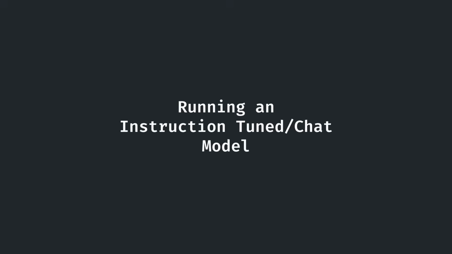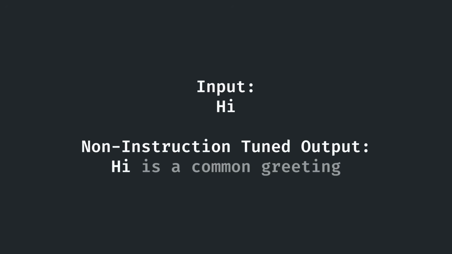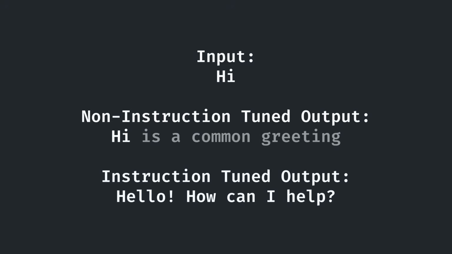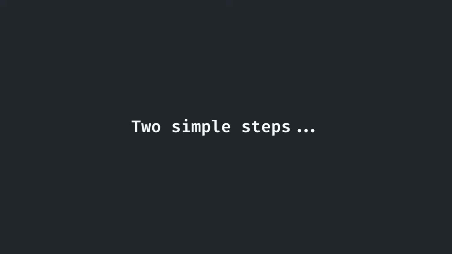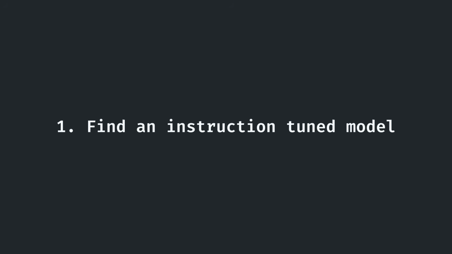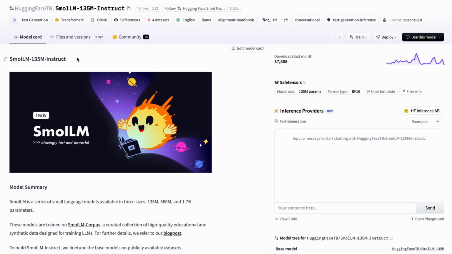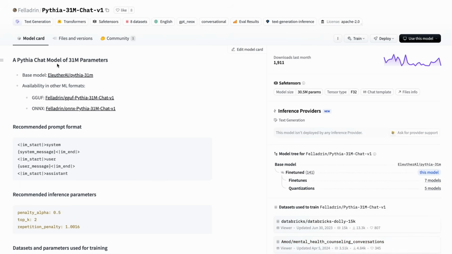Last thing that I wanted to do was run an instruction tuned model. This meant that instead of simply completing what I am saying, the model is actually able to respond to what I am saying. Implementing this has two decently simple steps. First, find a model that is instruction tuned. These typically are variants of base models like the small LLM 135 million parameter instruction tune or the Pythia 31 million parameter chat fine tune.